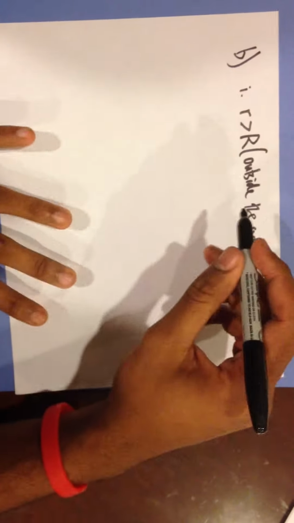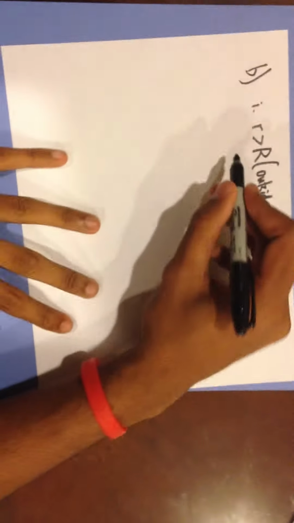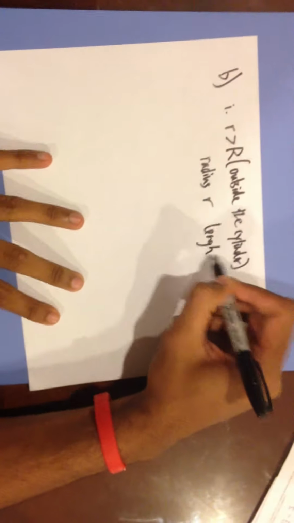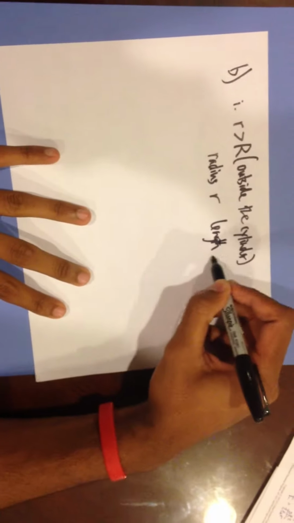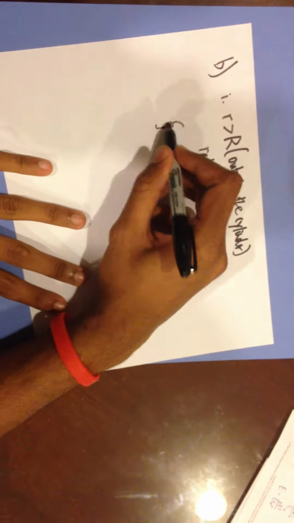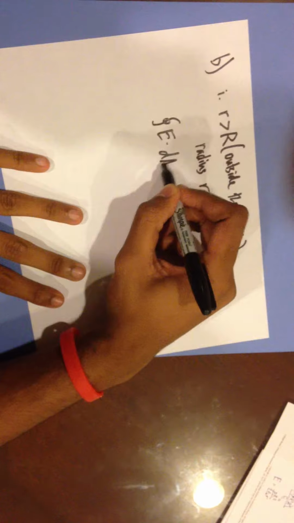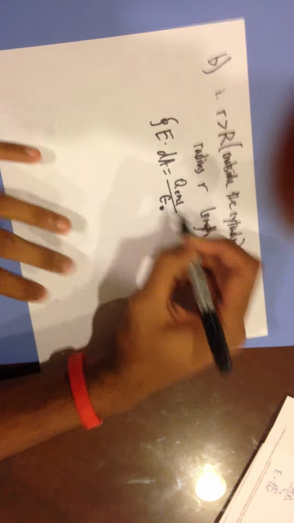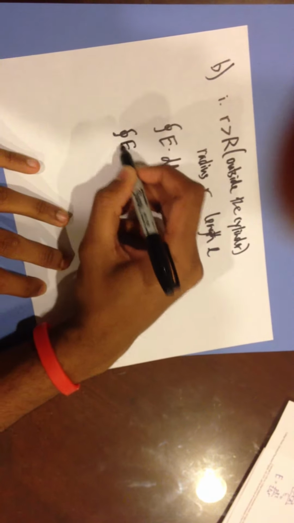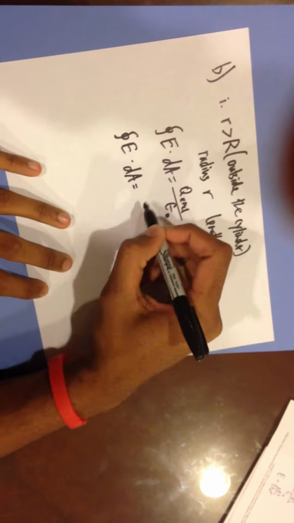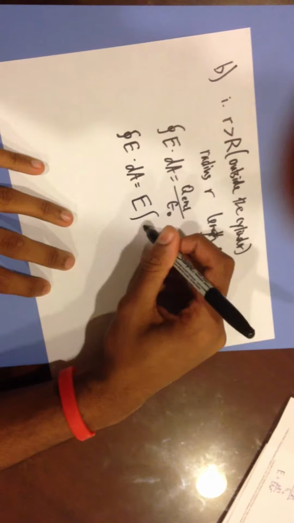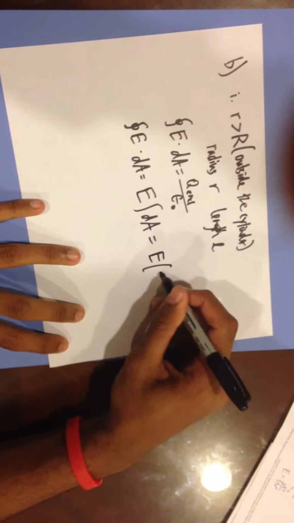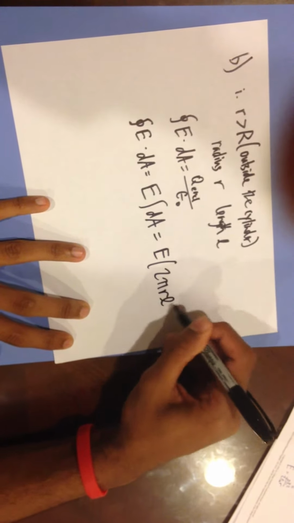So using this, we can use a Gaussian cylinder with radius little r and length L. So the closed integral of E dot dA is equal to Q enclosed over epsilon naught. So then we can say the closed integral of E dot dA is equal to E times the integral of dA. And since we're using a cylinder, it's equal to E times 2 pi rL.